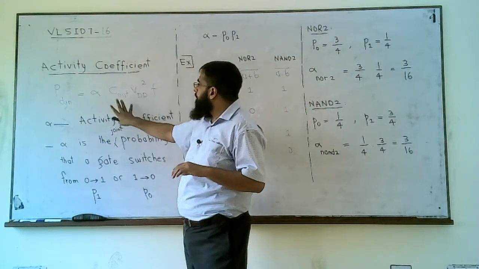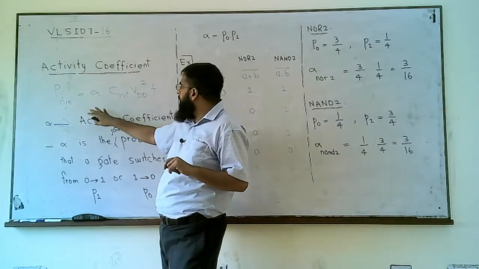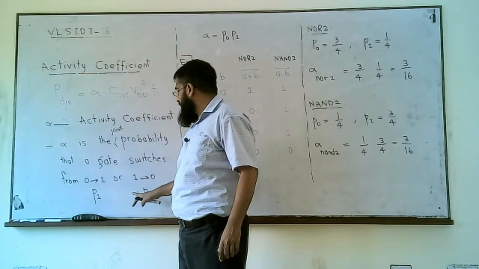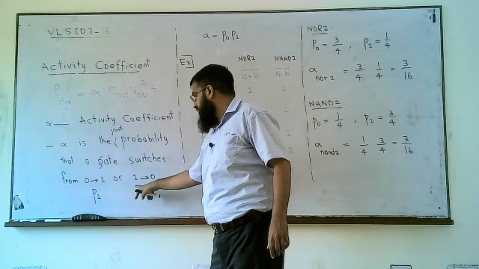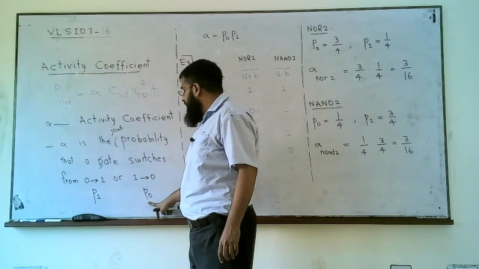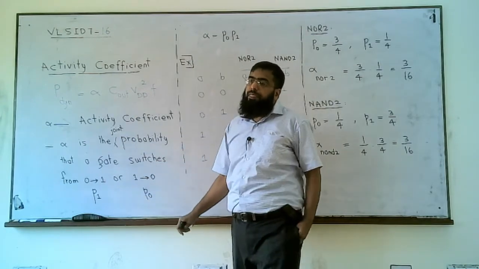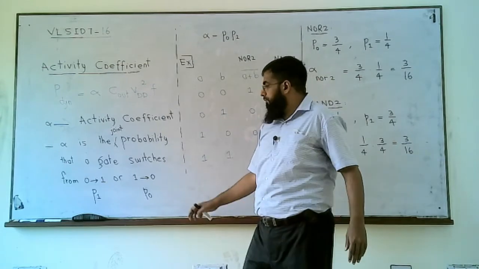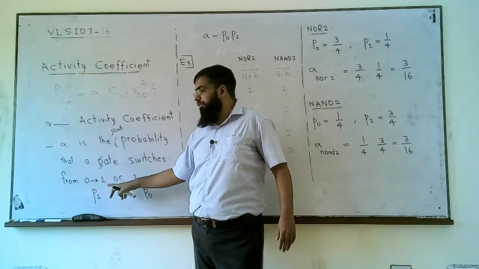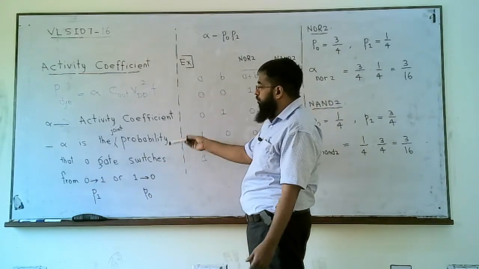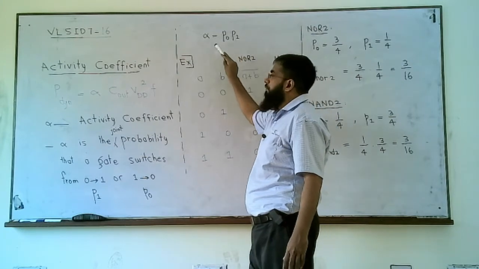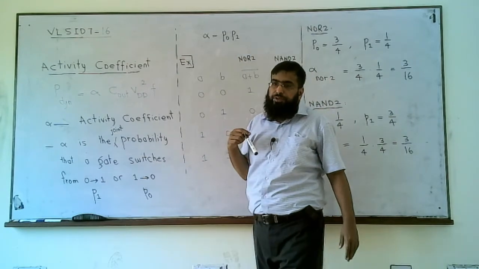Activity coefficient is the probability that a gate transitions from logic 0 to logic 1 or vice versa, I mean from logic 1 to logic 0. So it's the joint probability. If P0 is the probability that a certain given gate transitions from logic 1 to 0, and P1 is the probability that it transitions from 0 to 1, the product, assuming these two to be independent, P0 times P1, is the activity coefficient alpha for a gate.